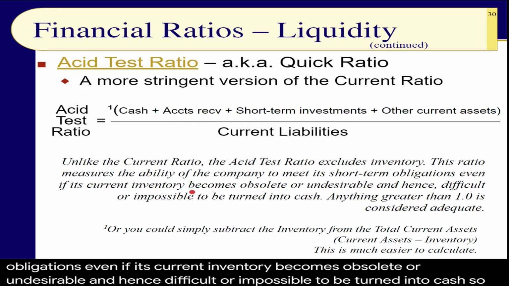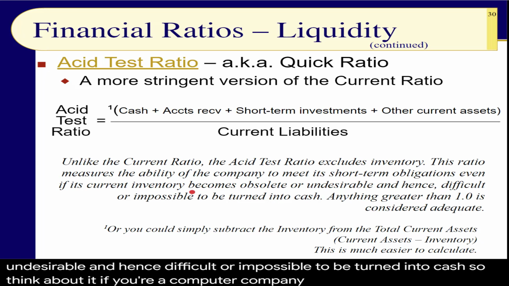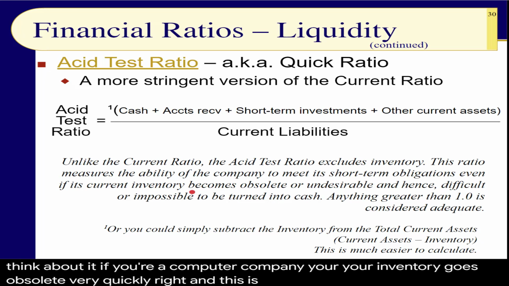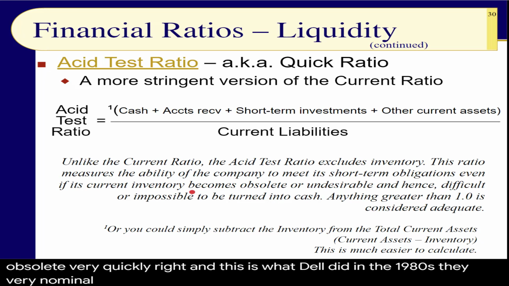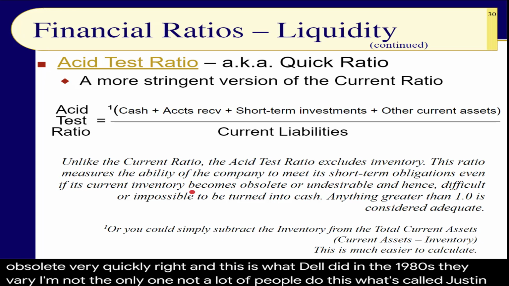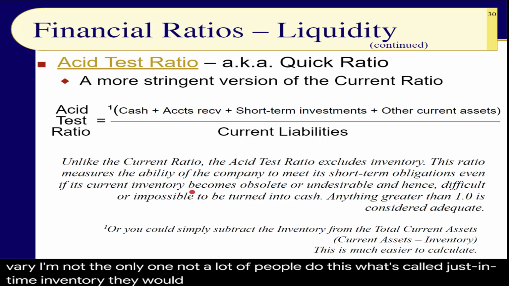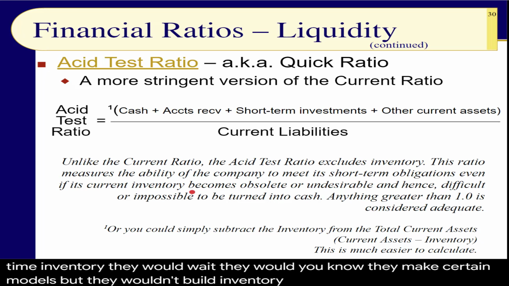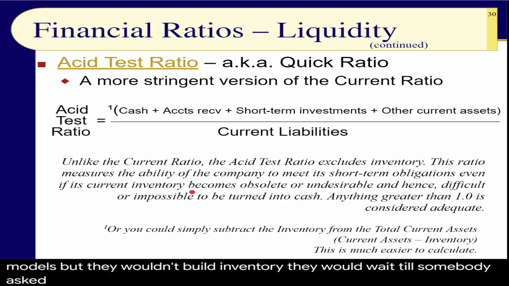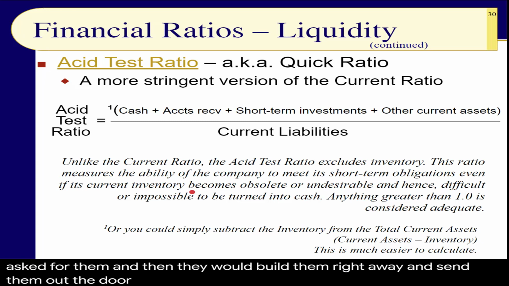So think about it. If you're a computer company, your inventory goes obsolete very quickly, right? And this is what Dell did in the 1980s. Now they're not the only one now. A lot of people do this, what's called just-in-time inventory. They'd make certain models, but they wouldn't build the inventory. They would wait till somebody asked for them, and then they would build them right away and send them out the door, because they didn't want to be holding on to any computers that were 6 months old because nobody wants to buy them.